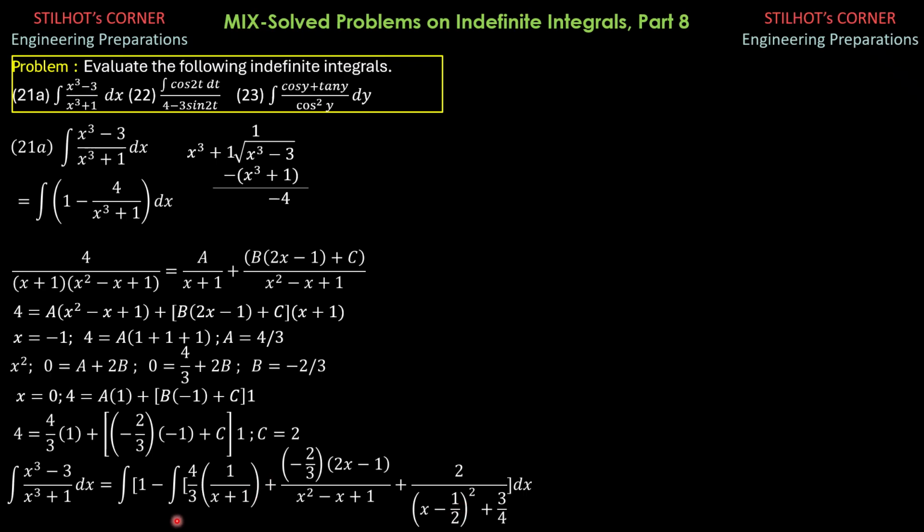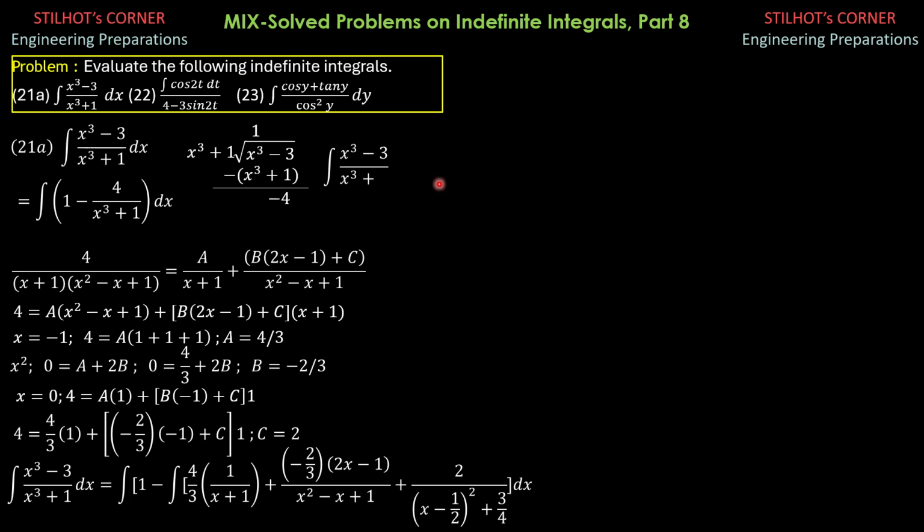So the result would be x, then minus 4 thirds ln of x plus 1, then plus negative 2 thirds ln of x squared minus x plus 1.